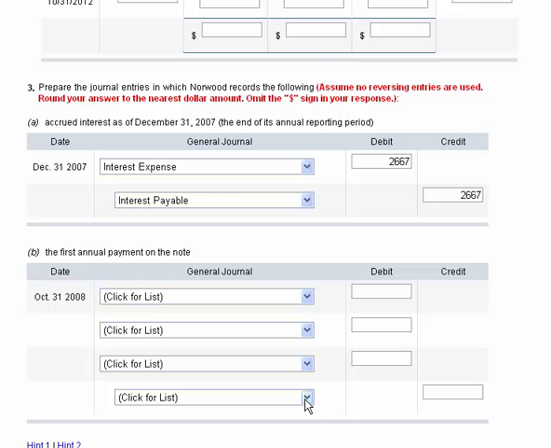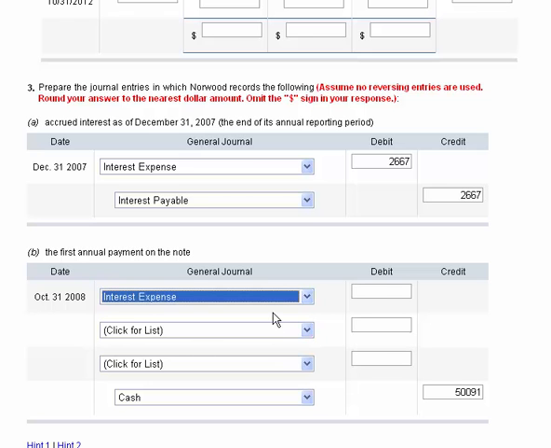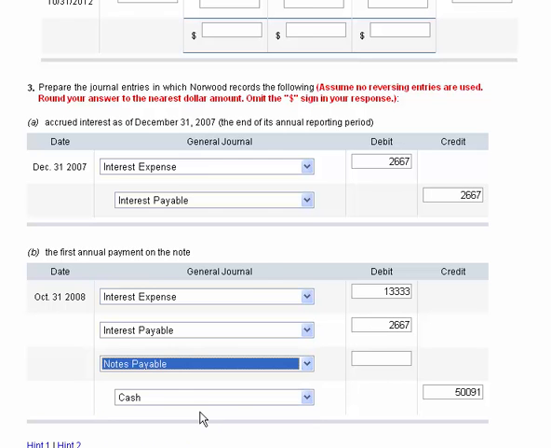And then when we make the first payment, this comes right from our schedule. We already know that the cash amount, I always do the easiest first here. So the cash amount was equal to the payment amount, which was $50,091, right? Then we need to record the full interest expense. Okay, and the interest expense now is the $16,000, but we've already recorded 2667 up here. So we could record 13,333, then get rid of the interest payable that we recorded at the end of the prior year, which is 2667. And again, the amortization of the note was the notes payable for 34,091.